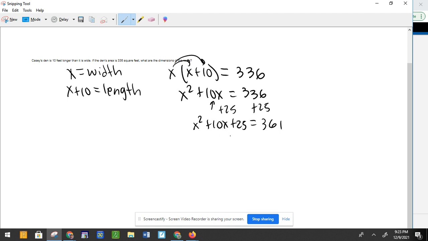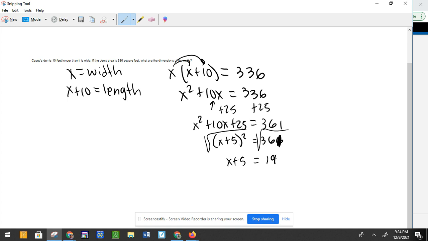Now we can factor x squared plus 10x plus 25 into x plus 5 squared. That's equal to that 361. Now we can take a square root of both sides. And we get x plus 5 is equal to plus or minus 19.